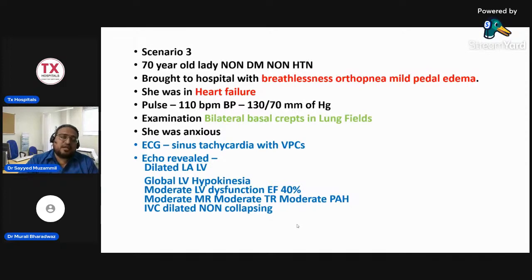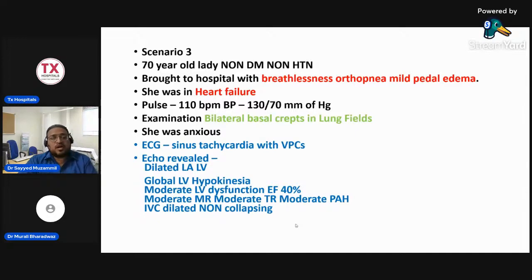A 70-year-old lady. She was non-diabetic, non-hypertensive. She was brought to hospital with complaints of breathlessness, orthopnea, and mild pedal edema. So when clinical examination was done, we found that she was in heart failure. Her pulse was 110 beats per minute, blood pressure was 130 by 70, and her pulse was bounding. Examination reveals bilateral basal crepitations in the lung field. She was very anxious, and ECG revealed sinus tachycardia with ventricular premature complexes.